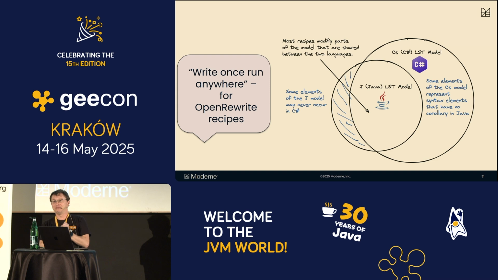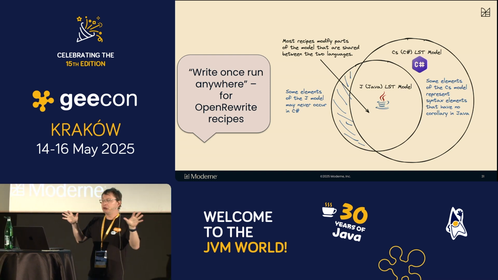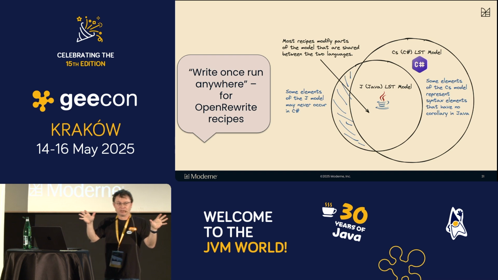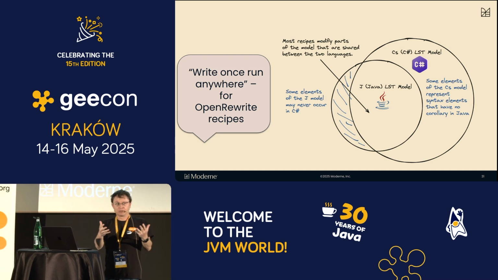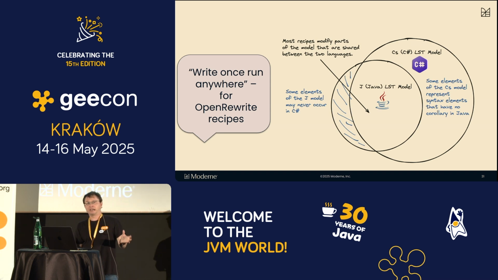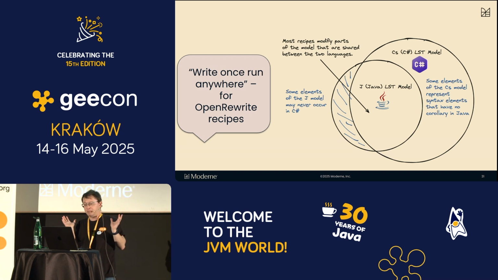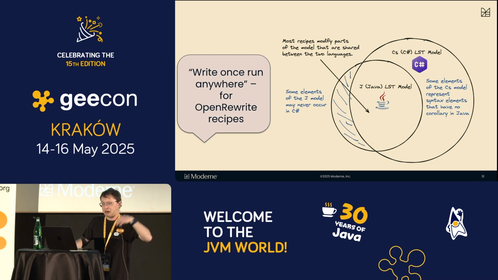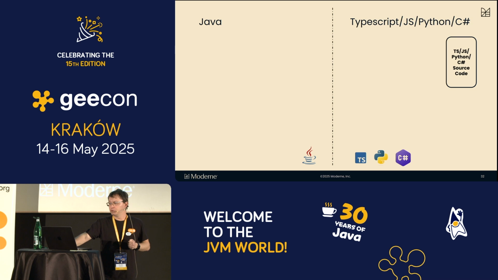In terms of OpenRewrite recipes, we couldn't use all Java recipes for TypeScript, but a lot of recipes can be reused. For example, static code analysis, formatting, method replacement, method declaration replacement, method invocation replacement, and so on. So for now, we are going in this way.